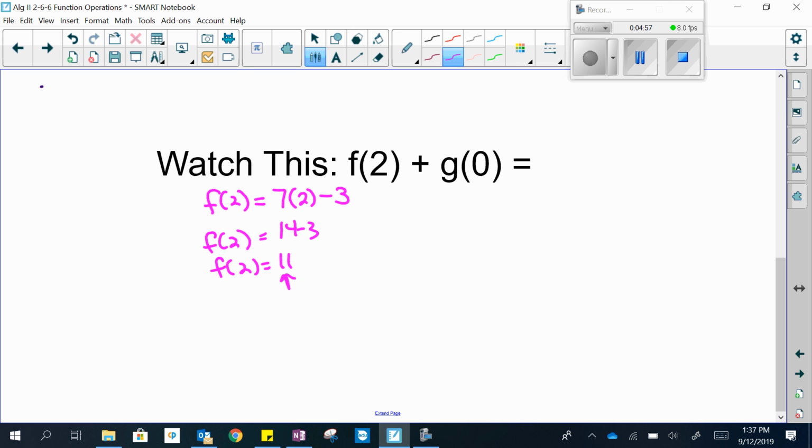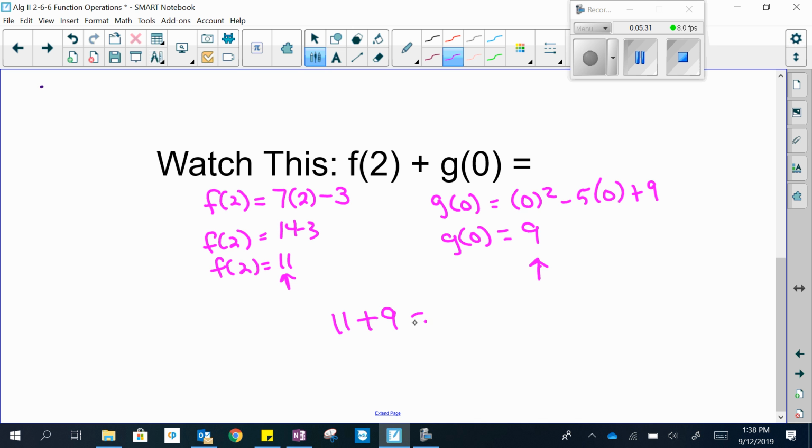Then we're going to do g of 0. g of 0 equals, that would be 0 squared minus 5 times 0. Is it plus 9? Okay, so then I plug in 0. I get g of 0 equals what? What's 0 squared? What's negative 5 times 0? So 0 plus 9, 9. So this right here is g of 0. Well, I want to take f of 2 plus g of 0. And what do I get?